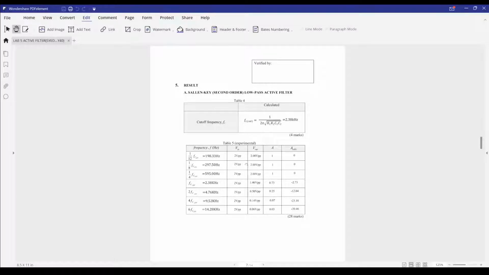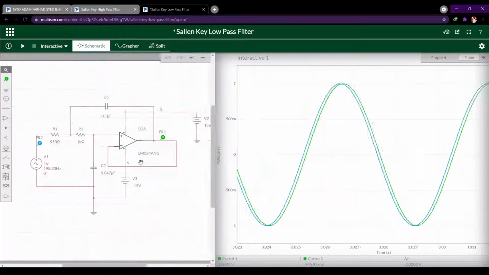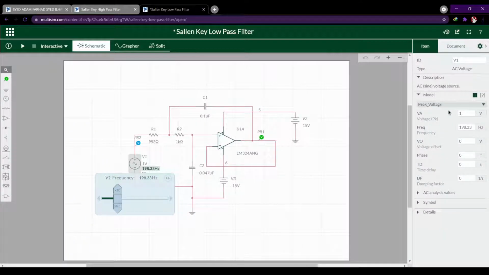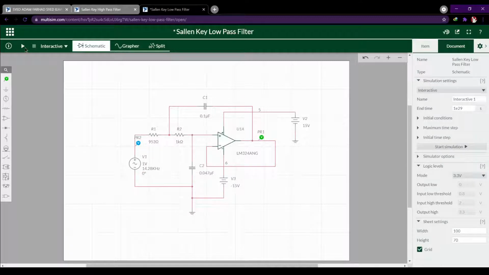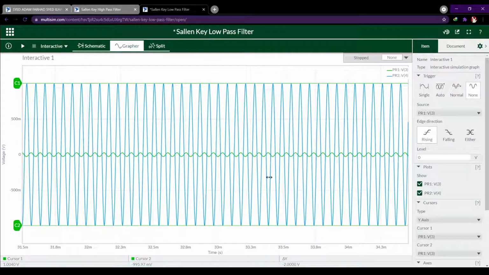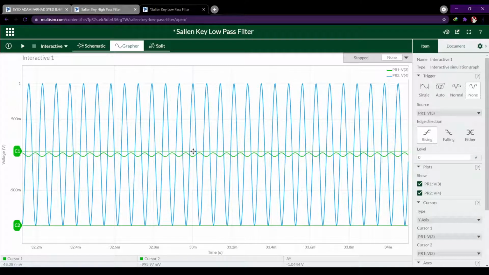Afterwards, let's try 14.2k, the highest. As you can see, the voltage out is less than the voltage in, which means that the voltage gain is less than 1. The voltage gain is less than 1 when it is more than the cutoff frequency for a low pass filter.